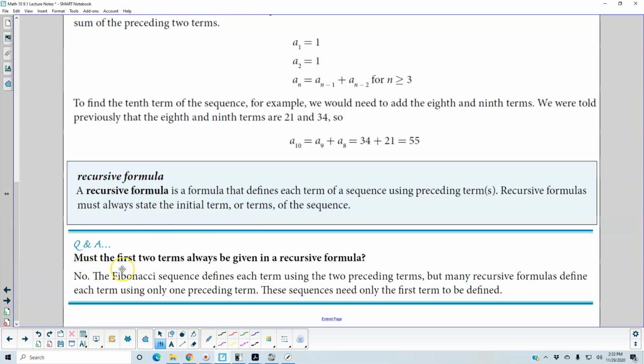Q&A. Must the first two terms always be given in a recursive formula? The answer is no. The Fibonacci sequence defines each term using the 2 preceding terms, but many recursive formulas define each term using only 1 preceding term. These sequences need only the first term to be defined.